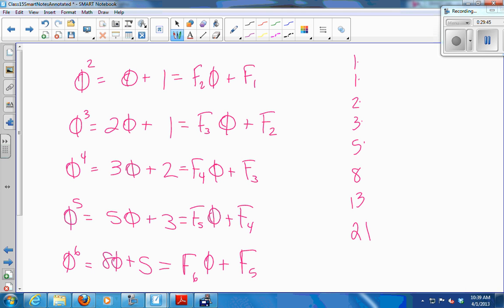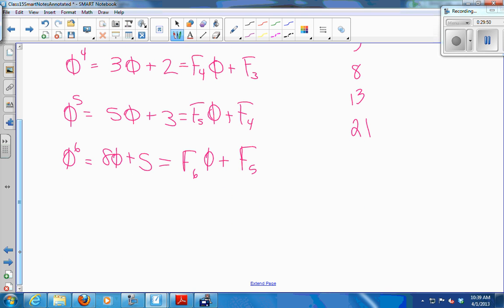All right, so if I'm trying to write a general formula, how could I raise phi to the nth power? It's always going to come out as something times phi plus something else. And those two somethings are Fibonacci numbers. The question is, which Fibonacci number is it? Okay.